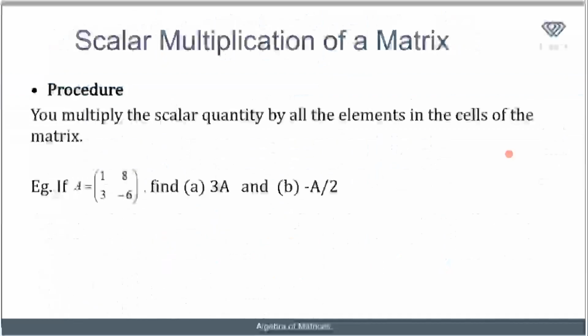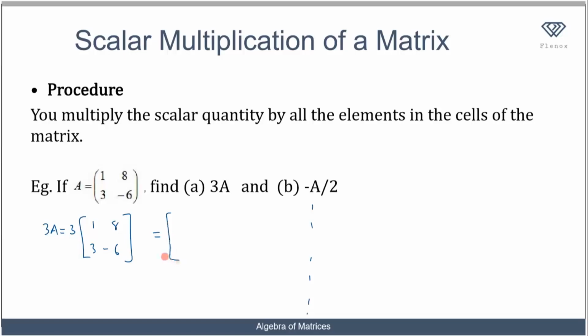Now let's talk about scalar multiplication of a matrix. Scalar multiplication just means multiplying all the elements in a matrix by a quantity or by a number. You multiply the scalar quantity by all the elements in the cells of the matrix. For example, we are told that A is given as that. We are now told to find 3A. So 3A will just be 3 times matrix A, which is 1, 8, 3, and minus 6. We just multiply all the elements in the matrix by 3.